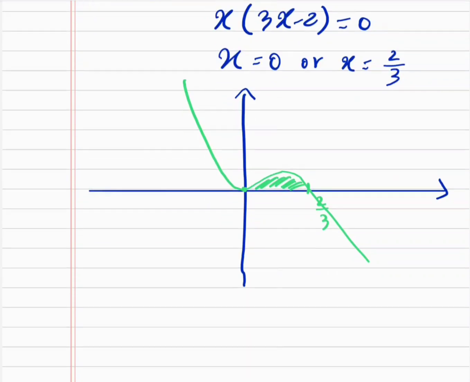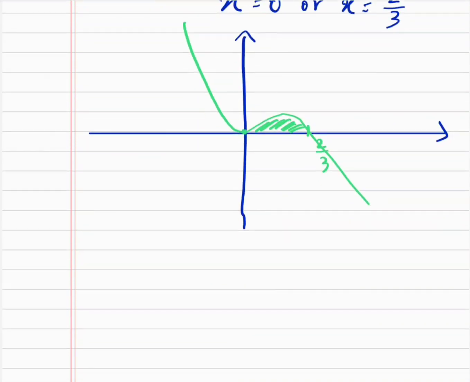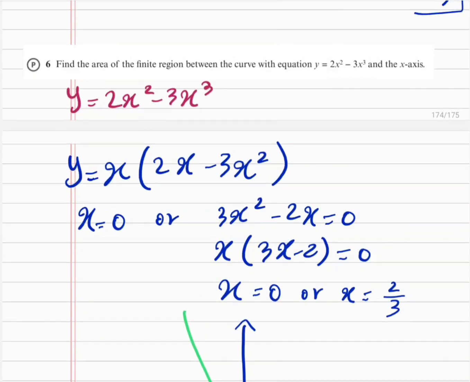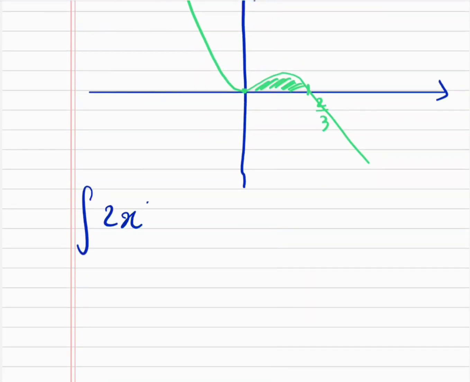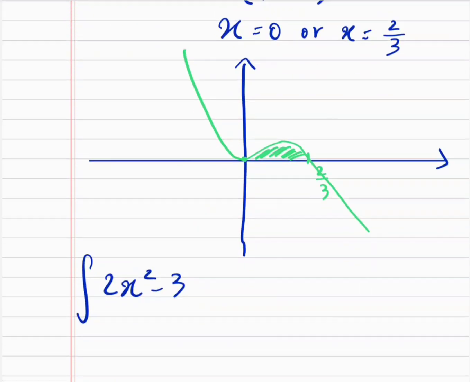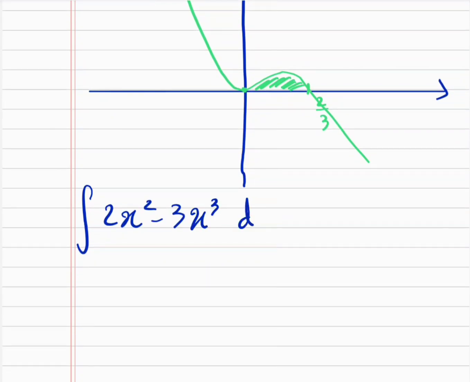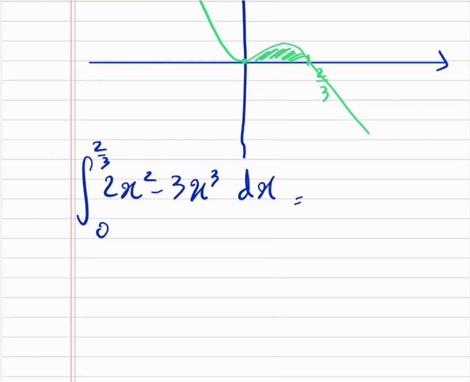So to find this area, we just need to integrate 2x squared minus 3x cubed between 0 and 2 over 3. And that gives us the area. Okay, so it's a definite integral. The first term, 2x squared, becomes 2 over 3 x cubed, and the second term becomes minus 3 over 4 x to the power of 4, and the limits are 2 over 3 and 0.